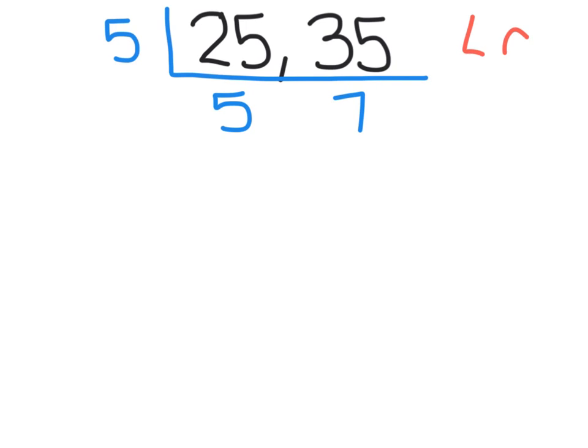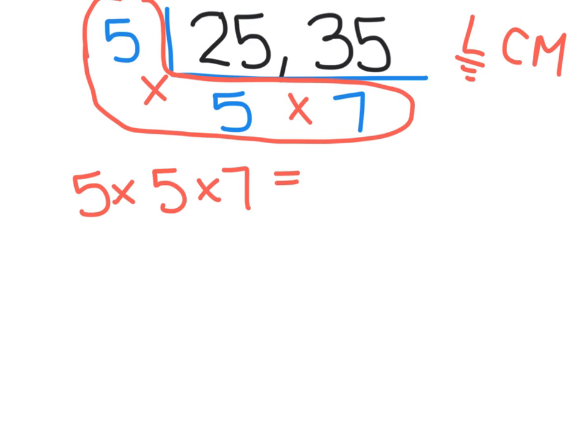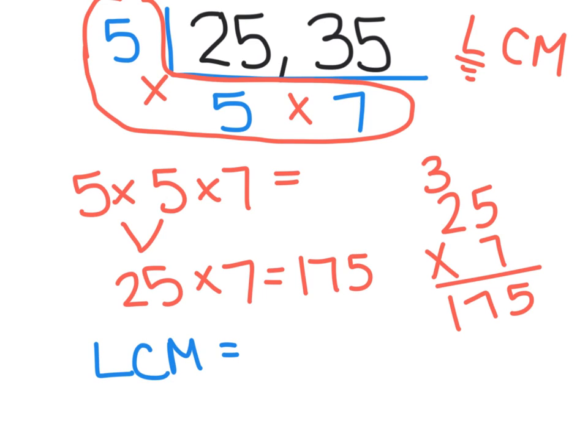Since we're doing least common multiple, remember the L. We have to make the L in our cake, and then multiply together. So we have 5 times 5 times 7. 5 times 5 is 25. Times 7 is, we'll do our work on the side, 25 times 7. 7 times 5 is 35. 7 times 2 is 14, plus 3 is 15, 16, 17. So 175. So our least common multiple of 25 and 35 is 175.